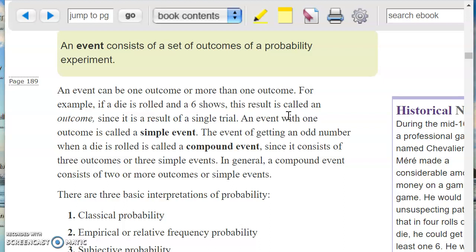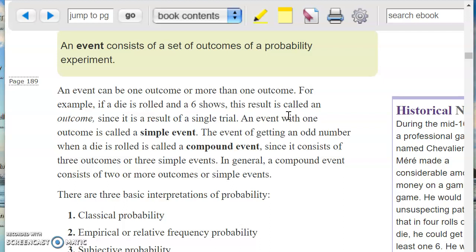An event that only has one outcome, in this situation here where there's only one outcome, we call that a simple event. The event of getting an odd number when a die is rolled is called a compound event. Why? Because there's different ways. There's 3 ways that you can get an odd number when you roll a die. So if you just roll one die, that's called a simple event, and you stop there, that's a simple event.